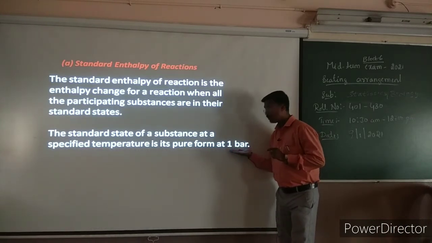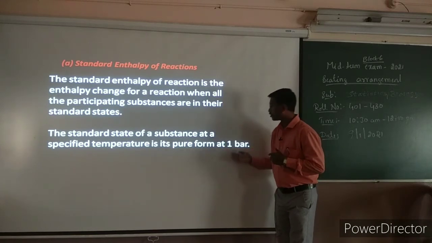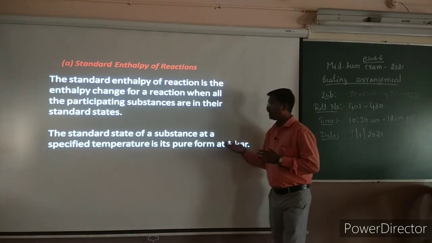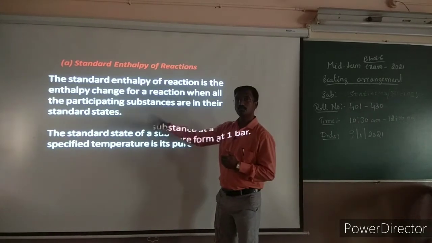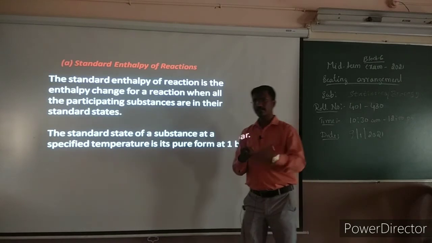So pressure should be 1 bar. How much temperature we have to supply to that substance to get a pressure of 1 bar? Pressure should be 1 bar, and the temperature depends on the substance. Every compound, every substance has its own temperature.